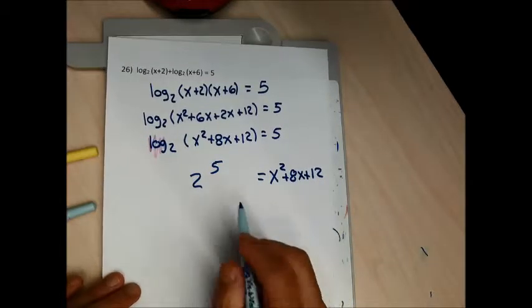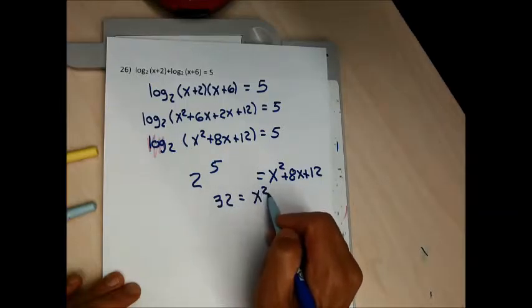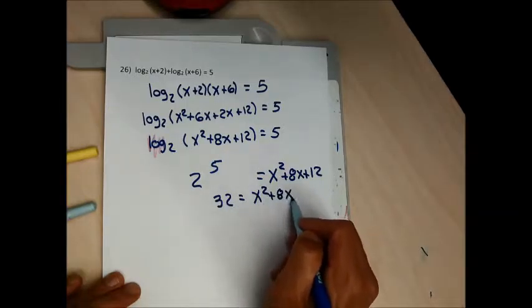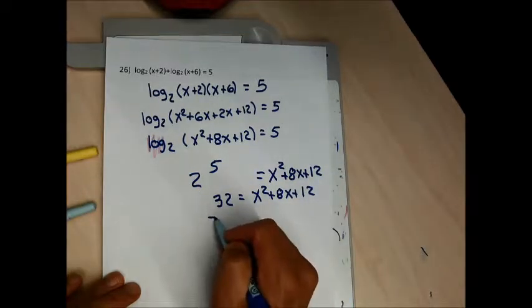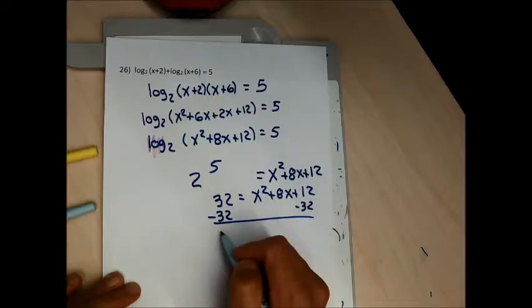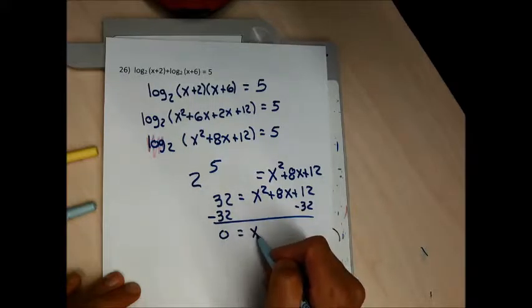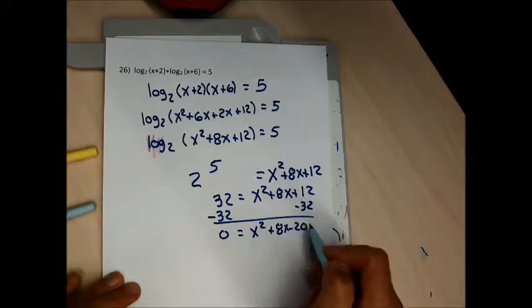Because there's an exponent with one of the x's, I'm going to have to get this problem set equal to 0, and I'm going to need to solve by factoring. The 2 to the 5th on the left-hand side is 32. I need to get the problem set equal to 0, so I'm going to minus 32 from both sides and get 0 equals x squared plus 8x minus 20.